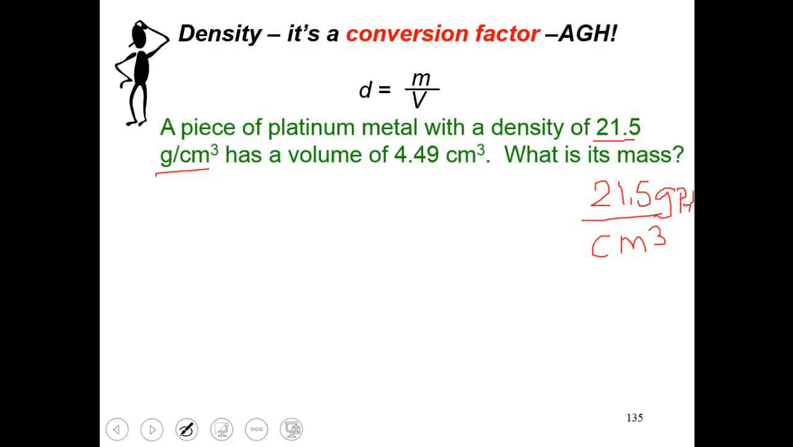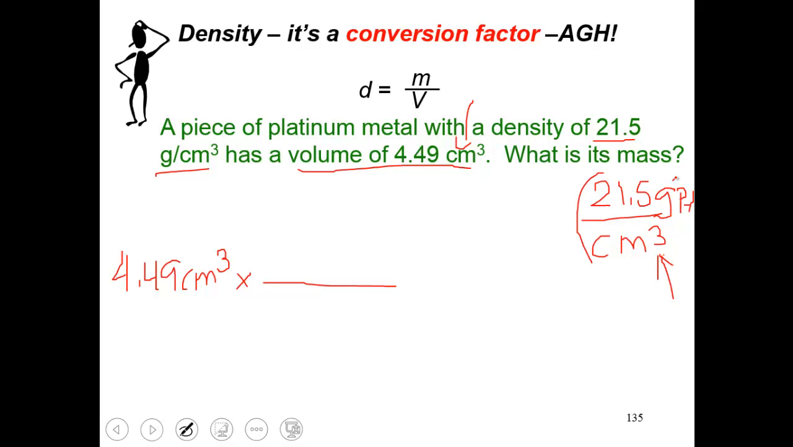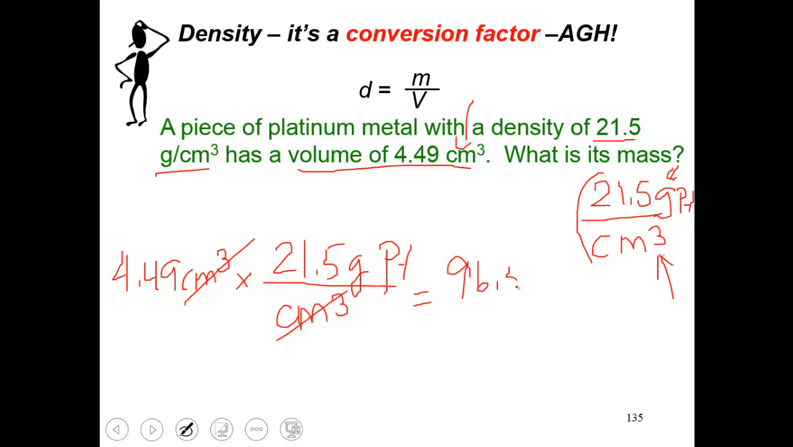Now, this number right here only has 1 unit associated with it, whereas this has 2 units. So I don't want to write this down as something that I want to convert. I want to start with the 4.49 centimeters cubed and get rid of the centimeters cubed. If I look here at the density, we're going to see that centimeters cubed go into grams. So I'm going to put for every 1 centimeter cubed, it weighs 21.5 grams for the platinum. Centimeters cubed cancel, and I have grams. If I multiply the numbers on the top and divide by the numbers on the bottom, I get 96.5 grams of platinum, and I have 3 sig figs.